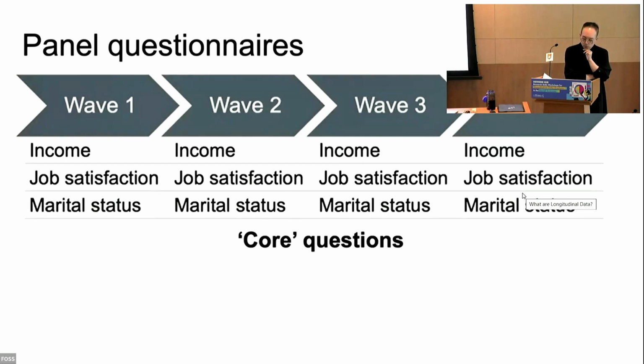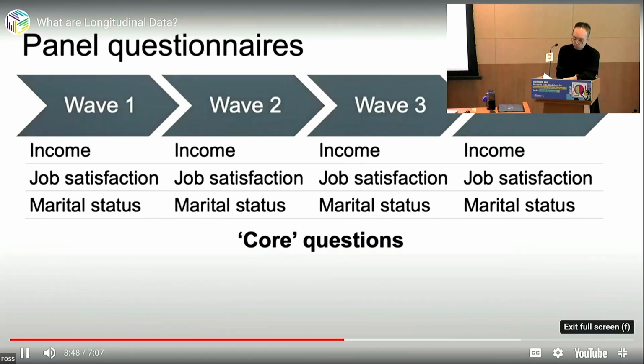For example, if we want to know whether people are more satisfied with their job if their pay increases, we will need to measure earnings and job satisfaction repeatedly to see if reported job satisfaction increases when wages go up. Therefore, many questions reoccur. Some core questions, such as marital status, are asked at every wave.